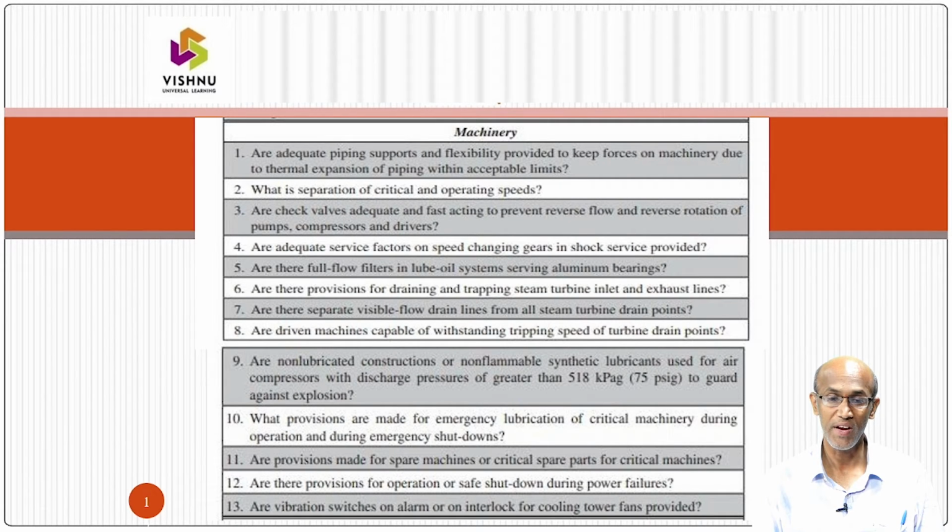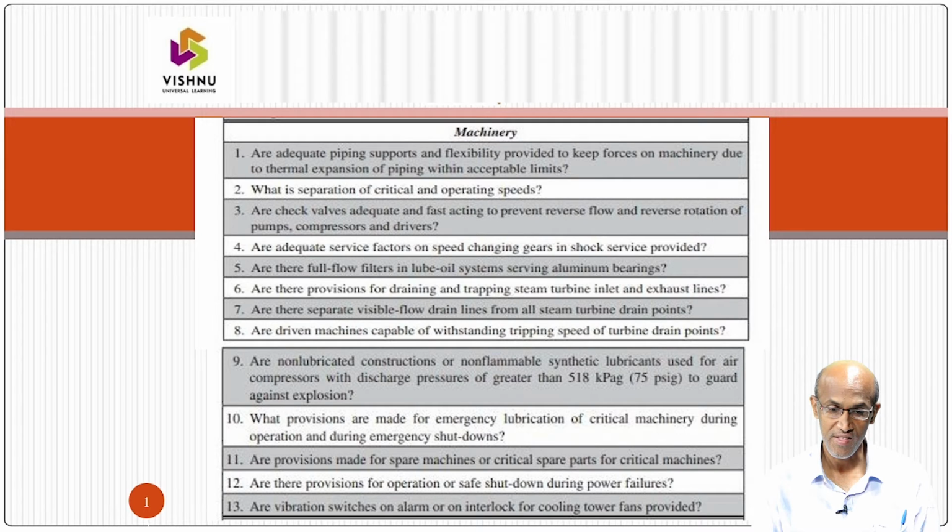Machinery: are adequate piping supports and flexibility provided to keep forces on machinery due to thermal expansion of piping within acceptable limits? What is the separation of critical and operating speeds? Are check valves adequate and fast acting to prevent reverse flow and reverse rotation of pumps, compressors and drivers? Are adequate service factors on speed changing gears in shock service provided? Are there full flow filters in lube oil systems serving aluminum bearings?